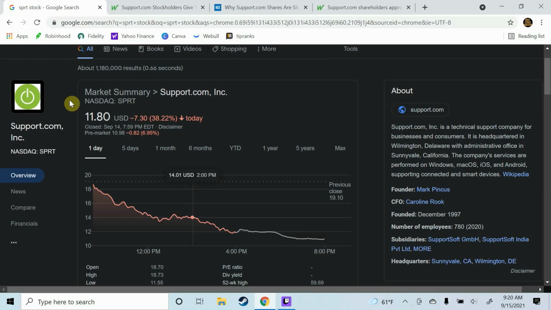And the last and most important reason why I think the ship has sailed on support.com stock is the fact that the ticker is no longer tradable. If you want a piece of support.com, you're going to have to invest in Greenidge Generation Holdings, ticker symbol GREE. Anyways, guys, that's going to be the end of my little rant about support.com stock.